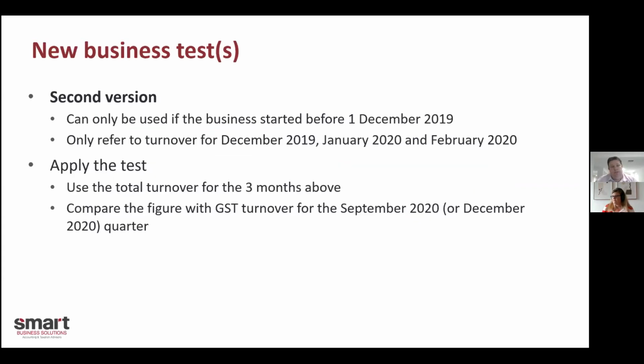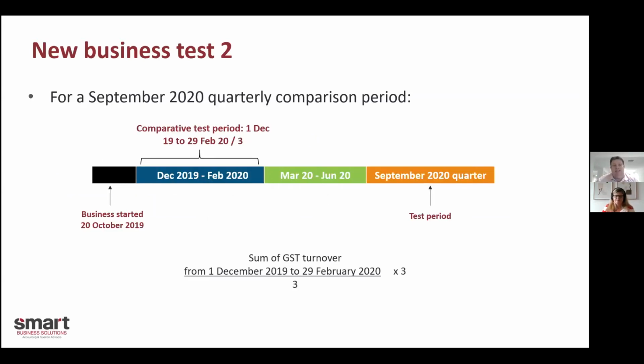That's the first version. The second version can only be used if the business was started before 1st of December 2019. And this second version only refers to turnover for December, January and February. And this is a bit of a simpler version, but it's similar in operation. So you use the total turnover for those months, December, January and February, and you compare those figures with the relevant test period being either September or December quarter, to see if you've got the 30% drop. And here we can see the same business again, started on the 20th of October, but this time we can ignore the November period and we can just test for December, January and February, take that turnover for those 3 months and compare that to the September 2020 period to see if you've got the relevant drop.